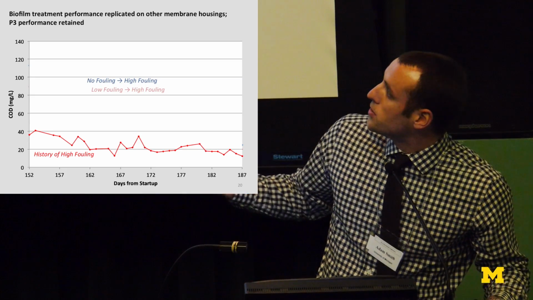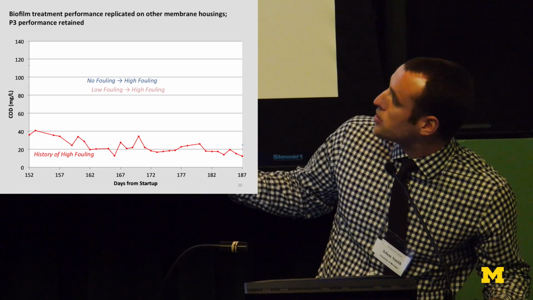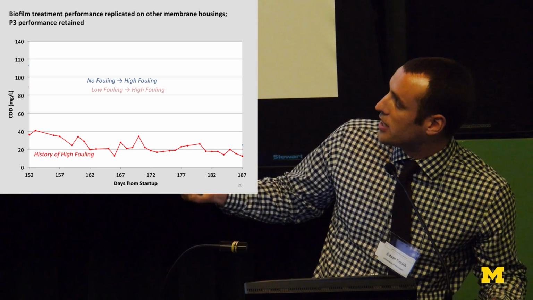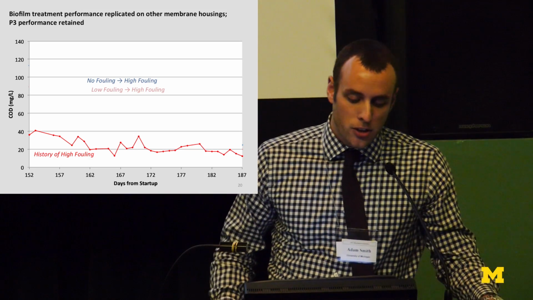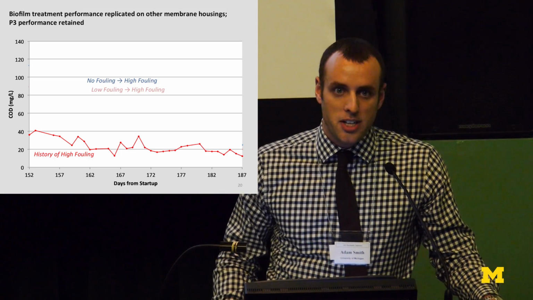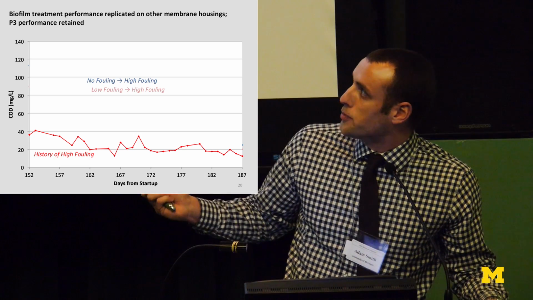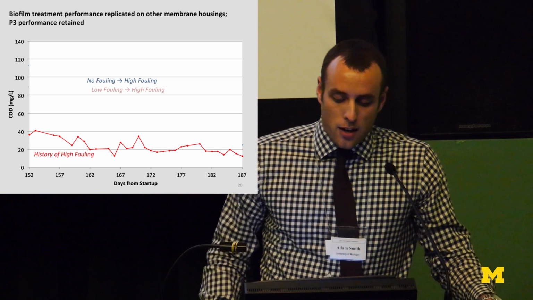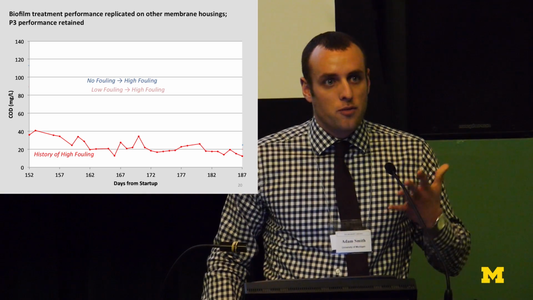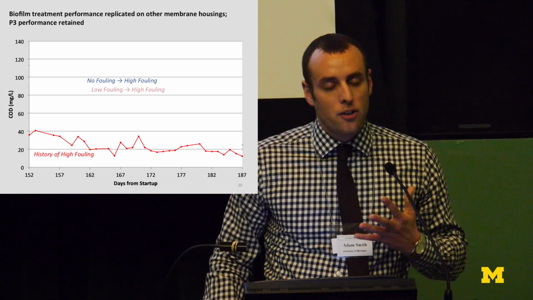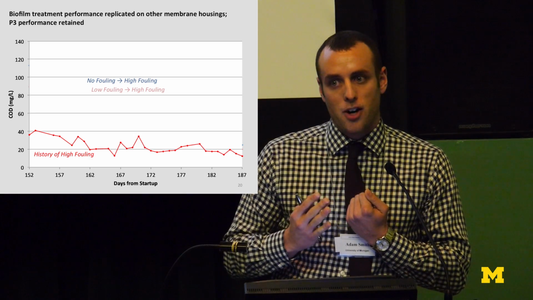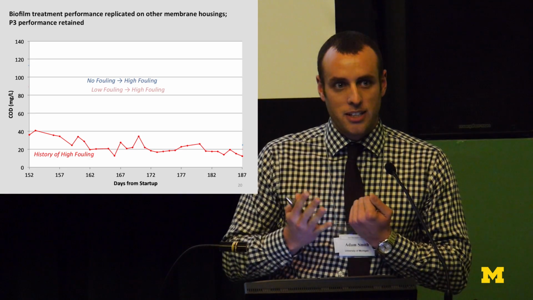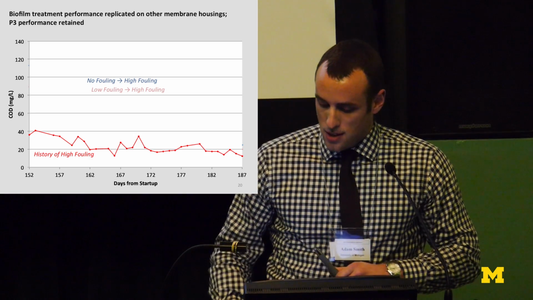So this plot shows the timeline for that experiment, and I'm only showing the history of high fouling case here. First, you can see that throughout this operational period, despite having no transmembrane pressure, we were able to achieve the same effluent quality, if not a slight improvement in effluent quality. So really what we found is that active biofilm is very tightly adhered to the membrane surface and somewhat separate from this foulant layer that develops that leads to higher transmembrane pressures.